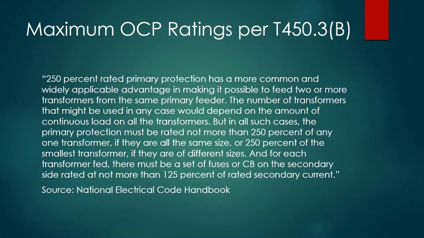Okay, so we did that together, but let's get back and read the rest of this, because this is a unique situation, and that might be an example where you would use this rule. It says, the number of transformers that might be used in any given case would depend on the amount of continuous load on all transformers. Obviously, we have to do the calculation out and size that feeder to be able to handle all that. So really, the number of transformers that we could have tapped to that feeder is all based on a calculation.